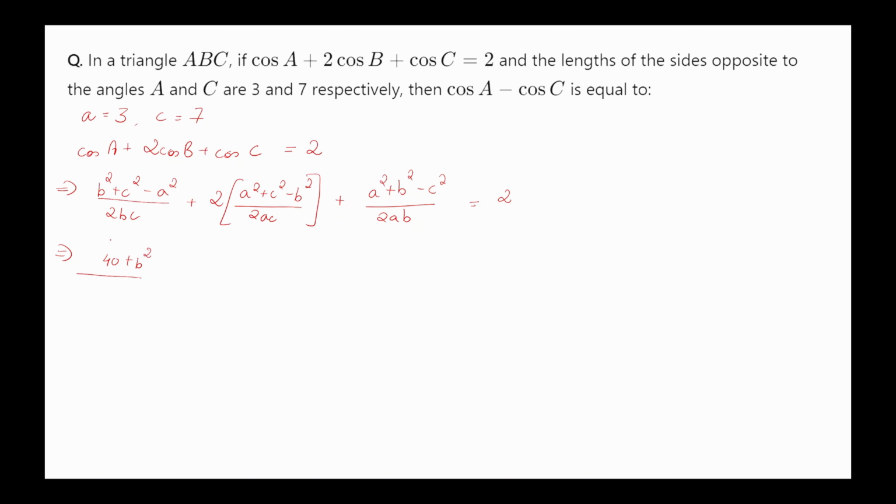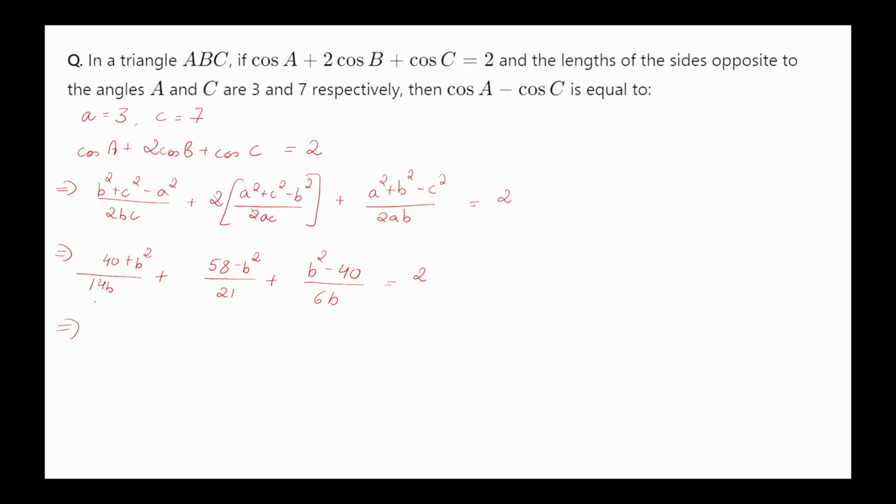upon 14B, plus, here 2 and 2 would get cancelled out from each other. Here I would have A square, which is 3, 3 is a 9, 9 plus 49 would give us 58 minus B square upon A into C. So this would give us 21, plus here I am going to have A square plus B square. So this would become 9, 9 minus 49 would give us minus 40. So this would become B square minus 40 divided by 2AB. So this would become 6B. This is equals to 2.